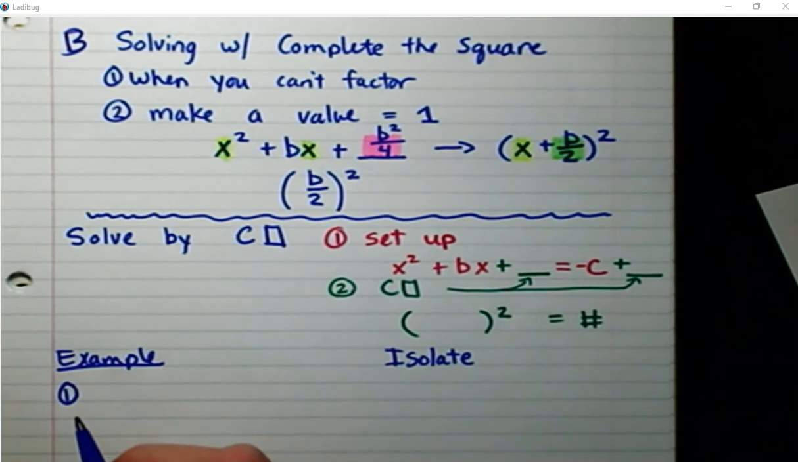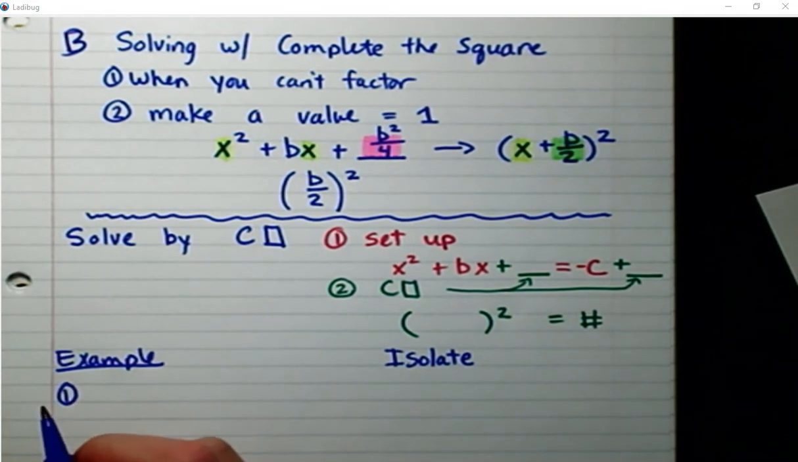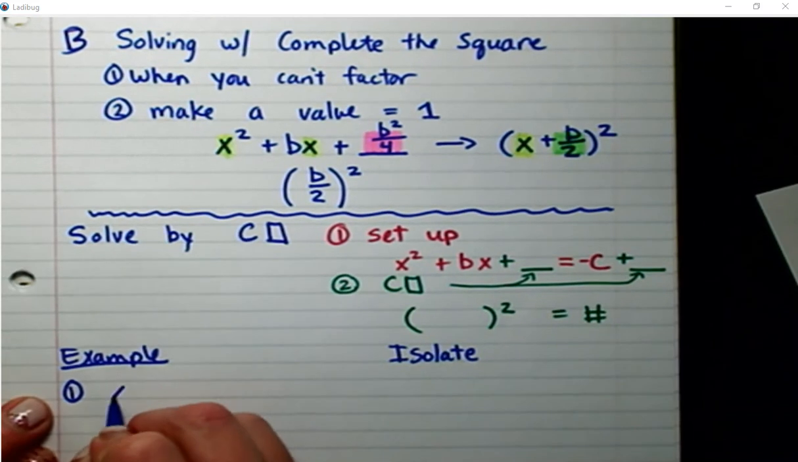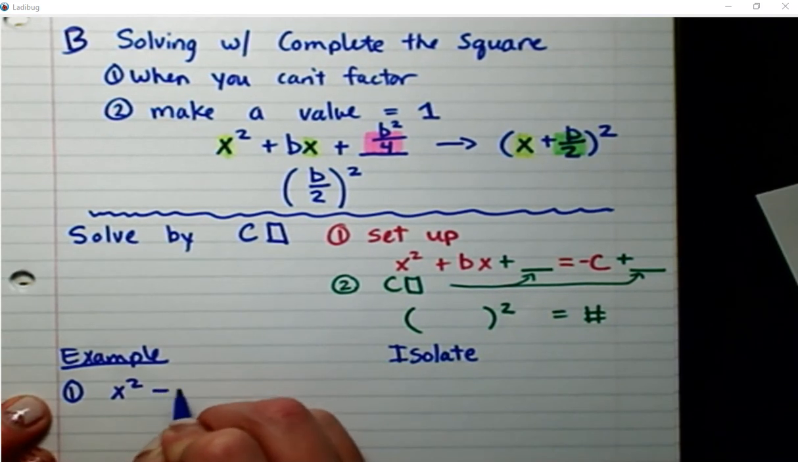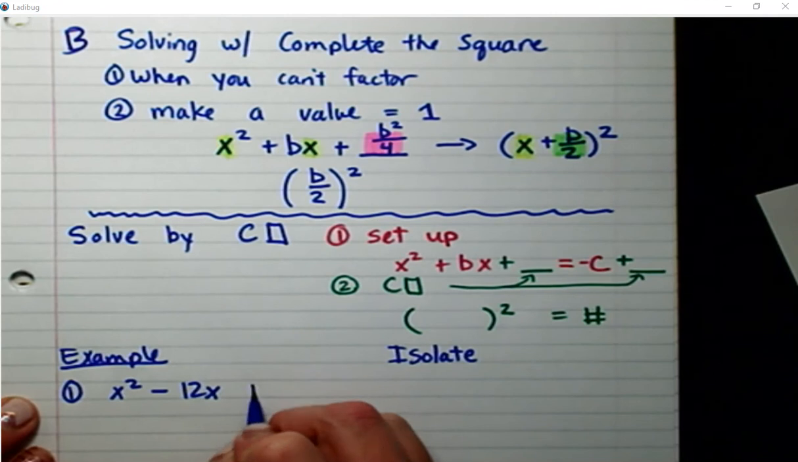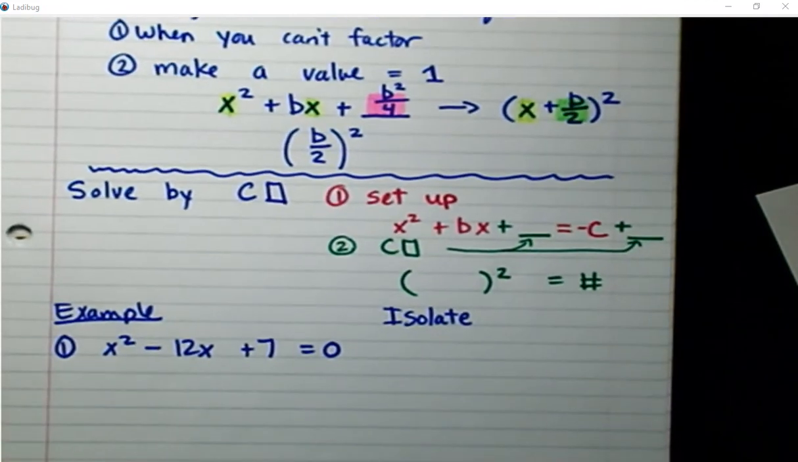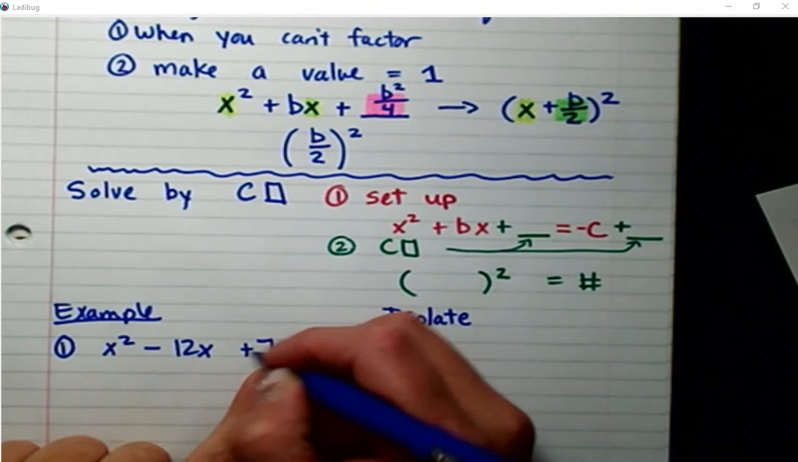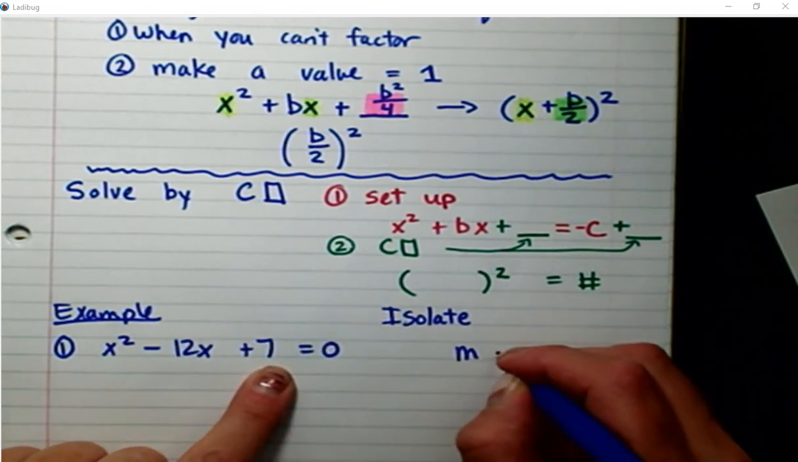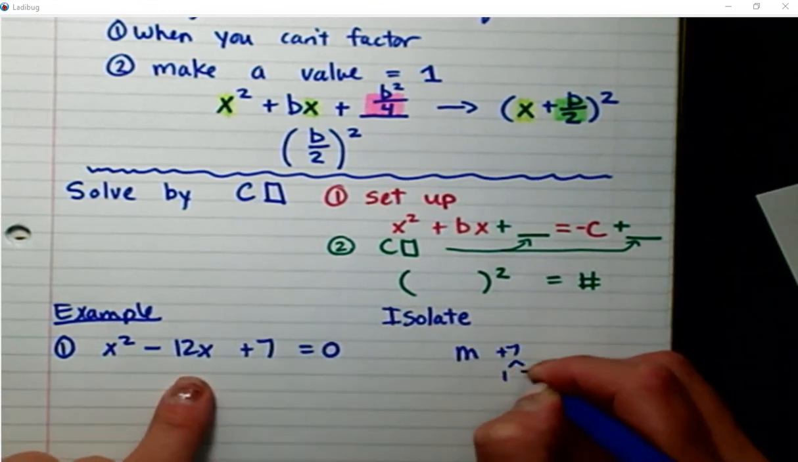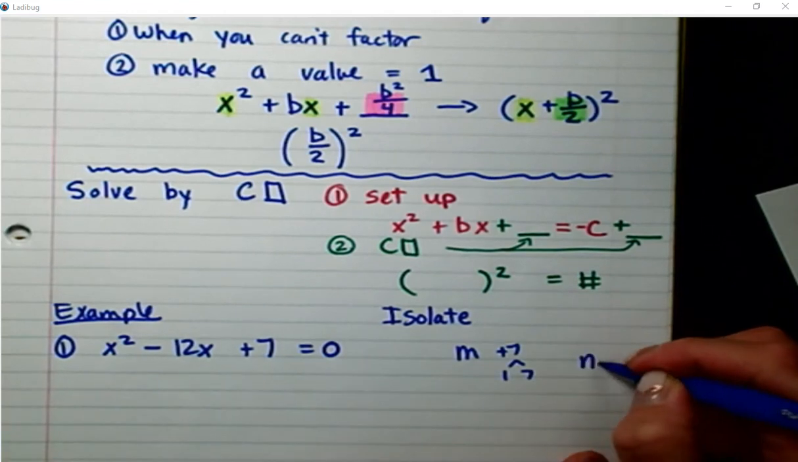All right, here we go. Let's start with x squared minus 12x plus 7 equals 0. You're like, yeah, trinomial, let's factor. It doesn't factor. The two numbers don't multiply. Okay, so can I multiply to 7 and add to 12? No.